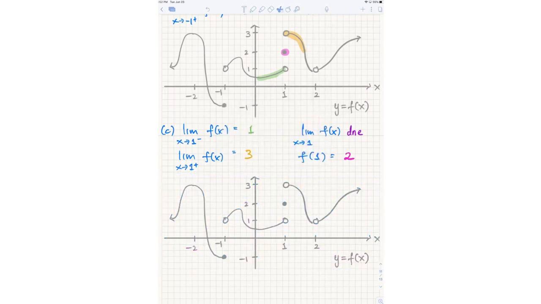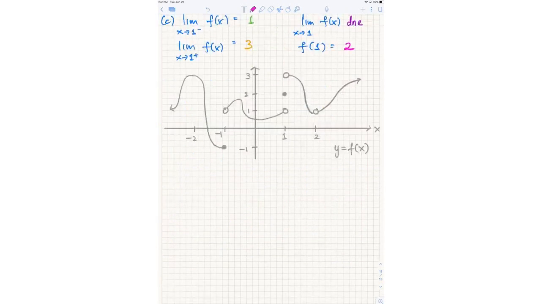And finally, one last example. What is happening at 2? So as I'm writing that out, you can kind of just calculate that for yourself. X approaches 2 from the left. X approaches 2 from the right. X approaches 2 overall. And f of 2. So again, let's do this very quickly in chat. What is the left limit? 1. Good. We only care about that green piece.